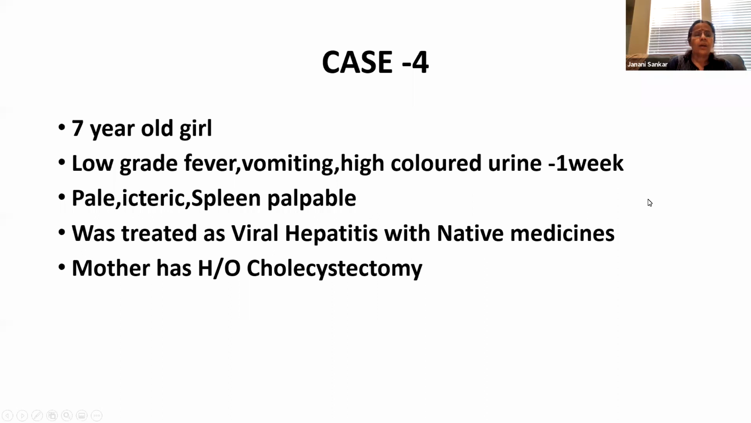So this is again a common mistake that is done. Whenever they come with history of fever, vomiting, and high-colored urine, and you just look at them clinically and make a diagnosis of viral hepatitis, they get away with being treated as viral hepatitis. But what actually is different in this child, instead of the liver being palpable, the spleen is palpable, and the mother has a history of cholecystectomy.